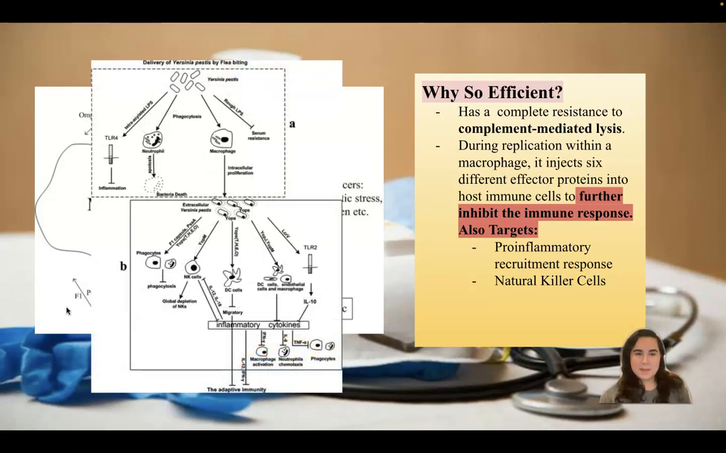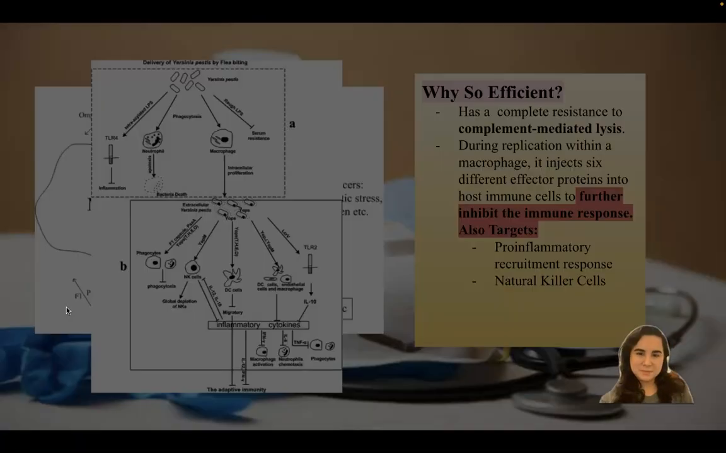Here's a diagram that better illustrates the pathway of Yersinia pestis by its initial vector flea and its flea bite, all the way down to how it stops inflammatory and cytokine activity, and it effectively stops adaptive immunity.